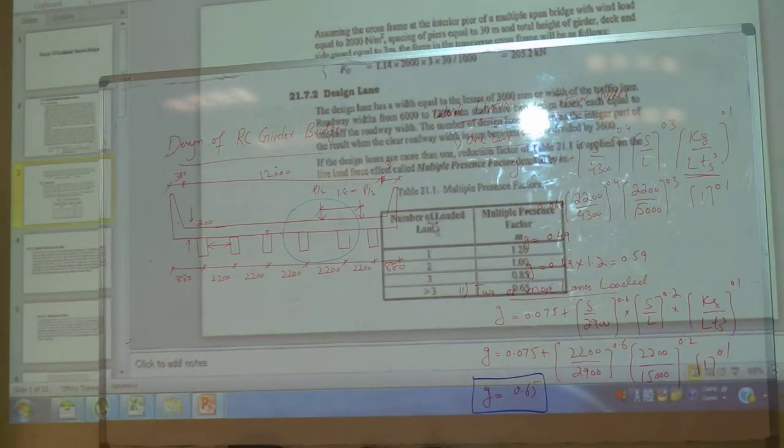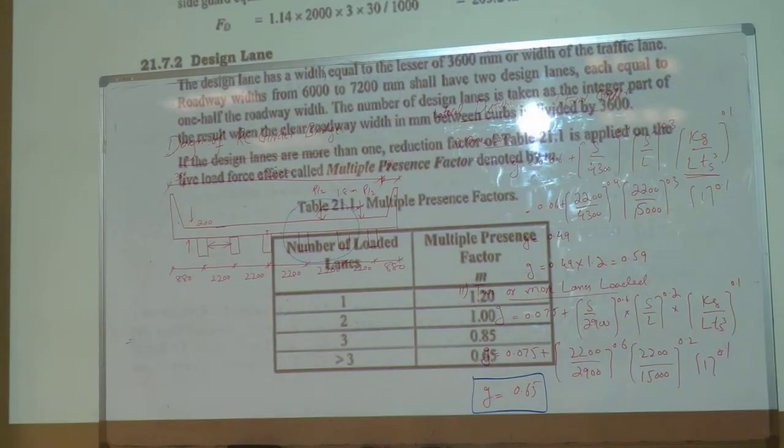This is the lane multiple presence factor. So if it is one lane loaded, M is equal to 1.2. But if it is 2, then how much is M? 1. And if it is 3? 0.85. So now what should you do? Should you take it as 1, or should you multiply this by 1.2?